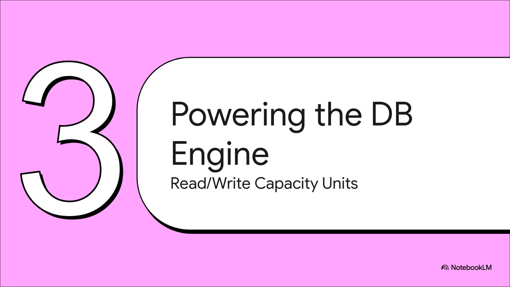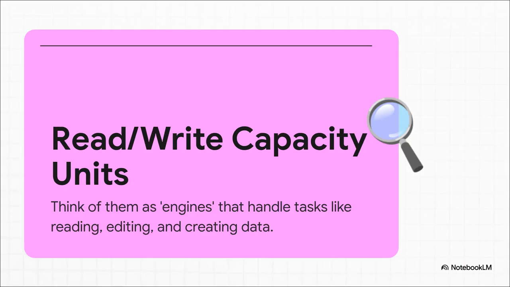Okay, so we've got the basic building blocks down. But what actually makes this database go? Let's talk about powering the database engine. We need to understand something called read and write capacity units. This concept is super cool. Think of read and write capacity units, or RCUs and WCUs, as little engines for your database. An RCU is an engine for reading data, and a WCU is an engine for writing data. The more units you assign, the more horsepower you have to get those jobs done every second. It's like having a throttle on your database performance that you can crank up or dial back whenever you want.